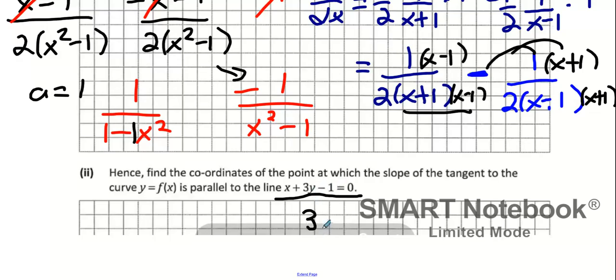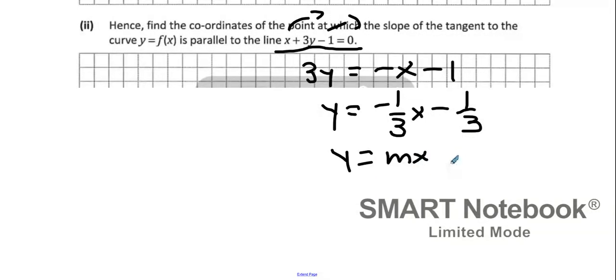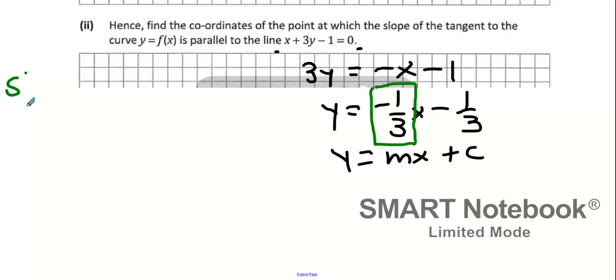So how do you get the slope? Minus x minus 1. Then what do you do then? Divide by 3. And then you use the formula y equals mx plus c. Now what's the slope then? Slope is minus a third. So what we're claiming is that the first derivative equals, what's the first derivative equal? Minus a third. Because the slope is the first derivative.